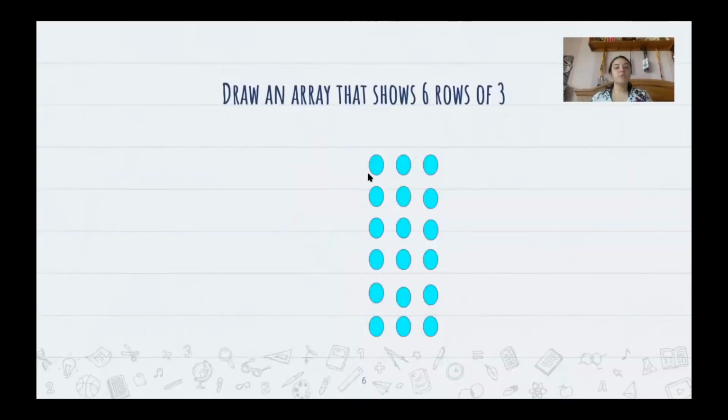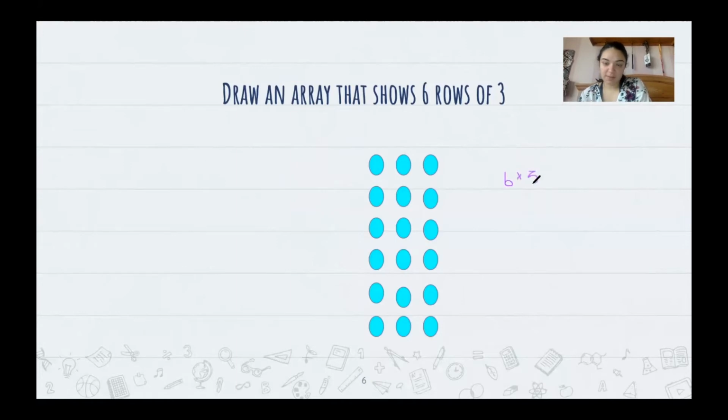So now it says draw an array that shows 6 rows of 3. So I did that here for you. So you go ahead and draw this on your whiteboard as well. But we're going to go ahead and do that skip counting again to practice our times tables. And then we're going to write a multiplication sentence. So let's do that first. I have 6 rows because I have 6 groups. And each row has 3 each.